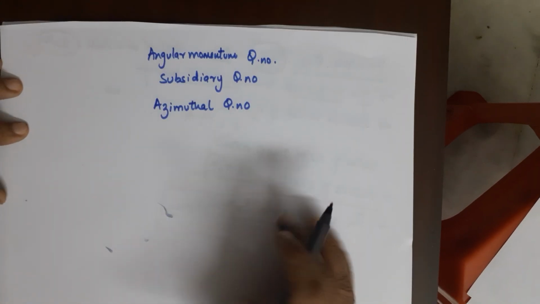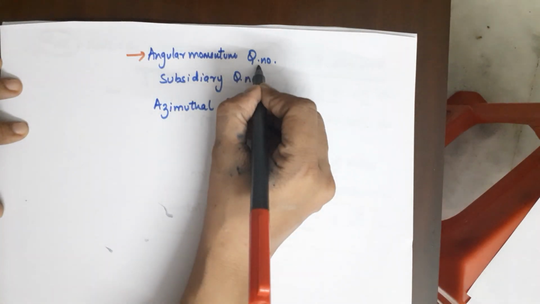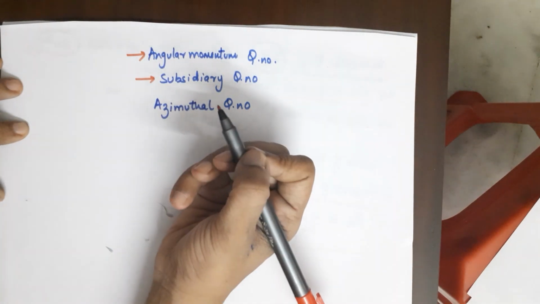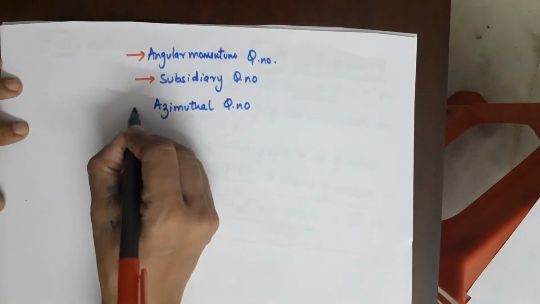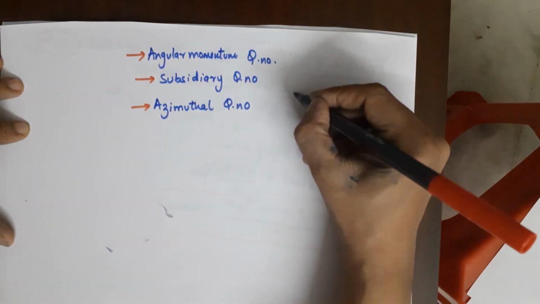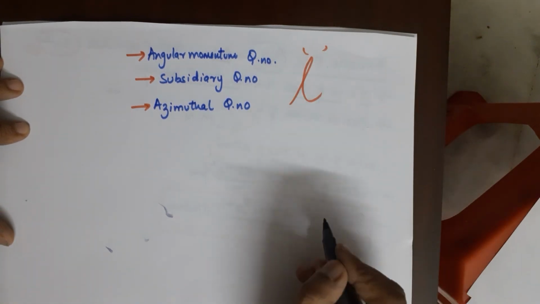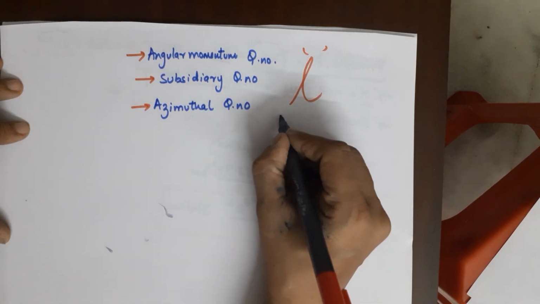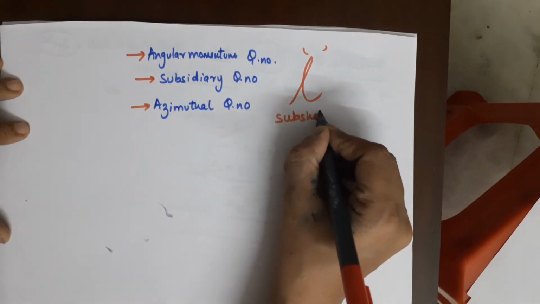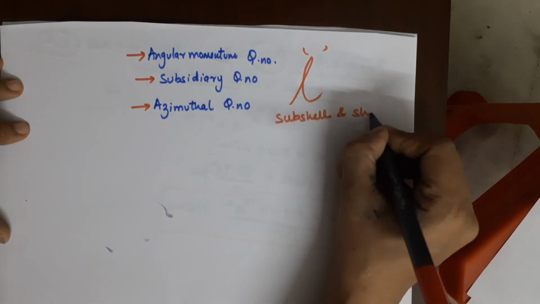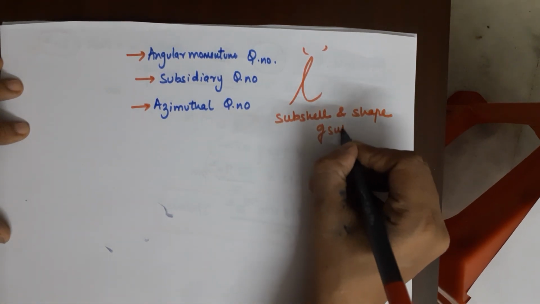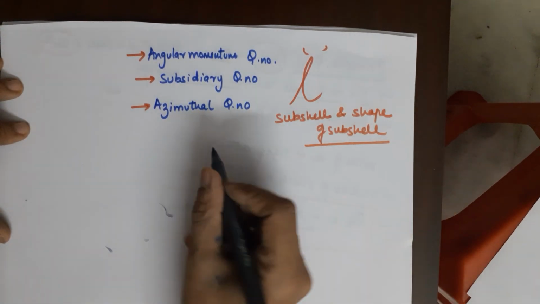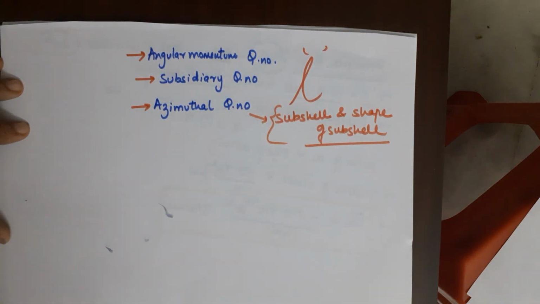Coming to the second quantum number, which is known as the angular momentum quantum number. At times you would also find it called the subsidiary quantum number and also the azimuthal quantum number. It is represented by the small letter l, and it refers to the subshell to which the electron belongs and the shape of the subshell. So your azimuthal quantum number is given the credit for which type of subshell the electron belongs to and what the shape of the subshell is.